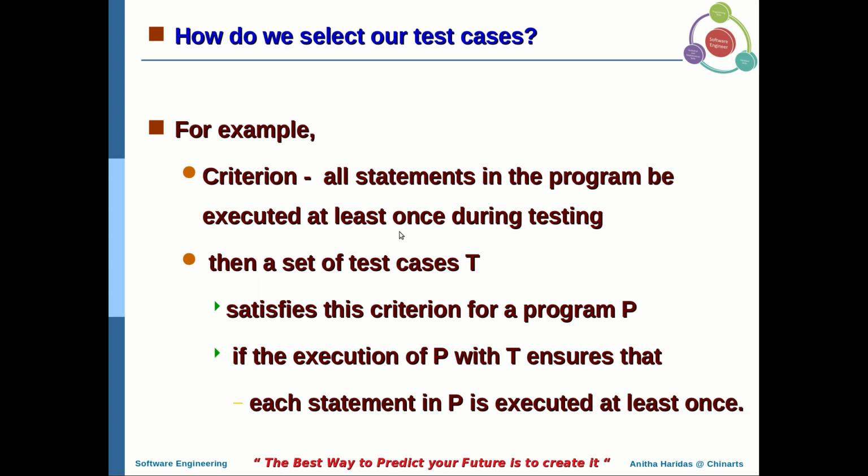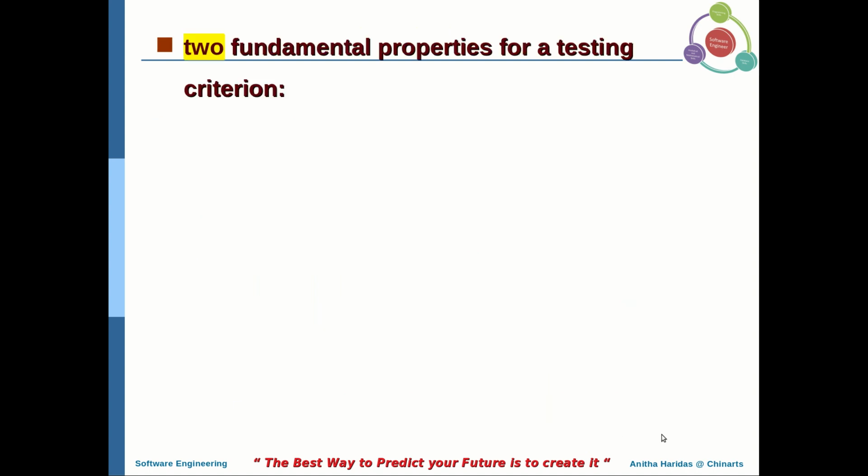Once you have decided on your criterion, you will be writing the set of test cases that satisfies this criterion for program P. A set of test cases T satisfies the criterion for a program P if the execution of P with T ensures that each statement in P is executed at least once. This is how we select the test cases.